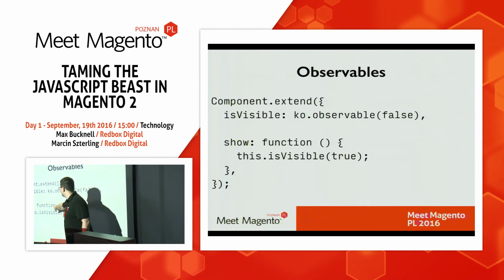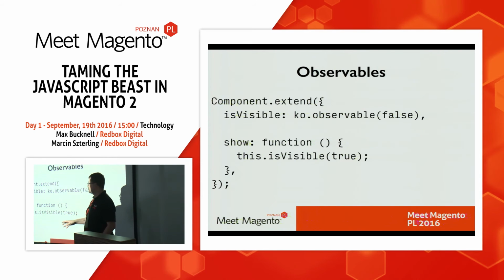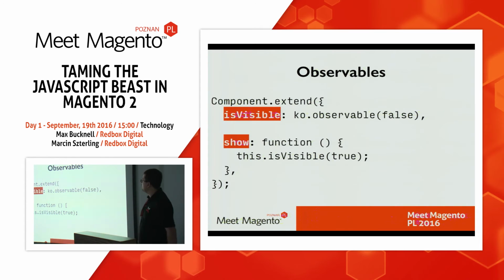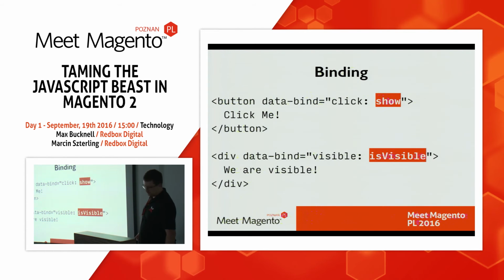And for example, what we can do here with it, we create our own function show, which will change the value of that property, but it's not this is visible equals true, but we treat it as an object and we change it to true. And at this moment, Knockout will notify all the interested parties that is visible changed, and something should happen with it.